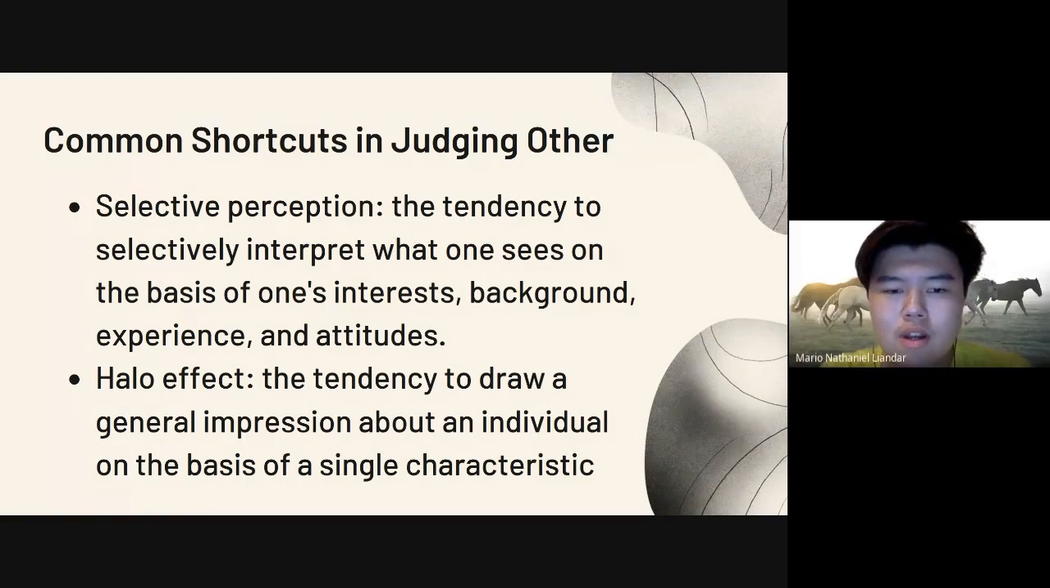And the second one is halo effect. It is the tendency to draw a general impression about an individual on the basis of a single characteristic. And next slide, please.